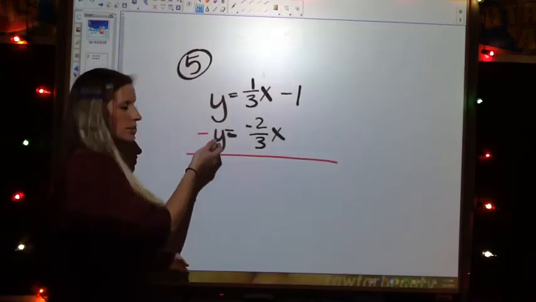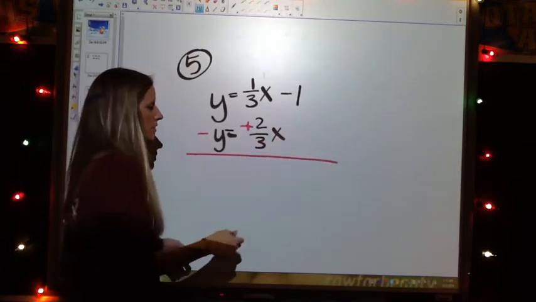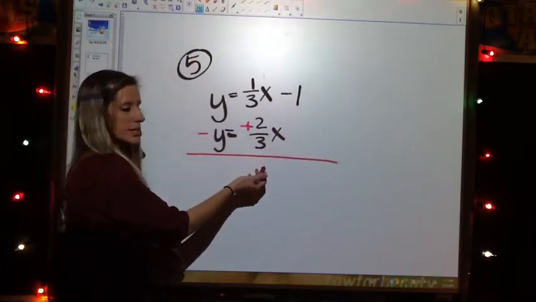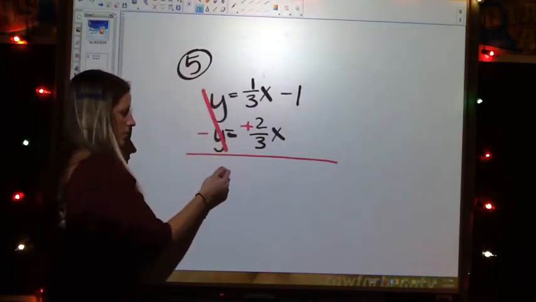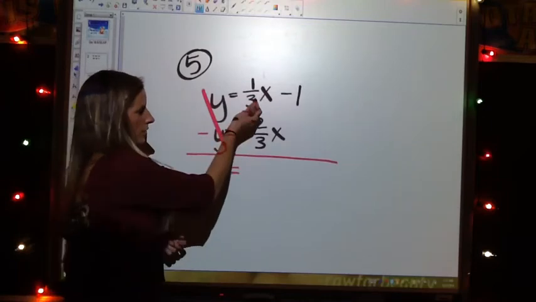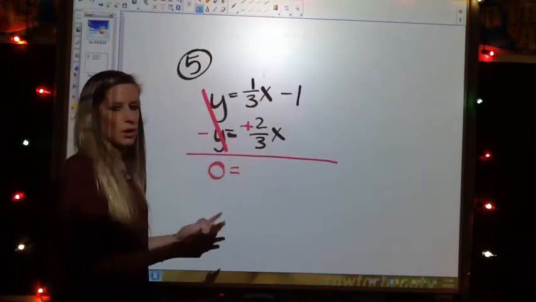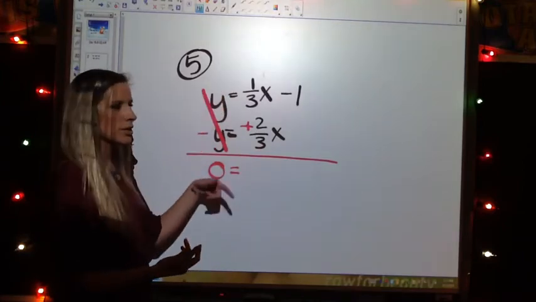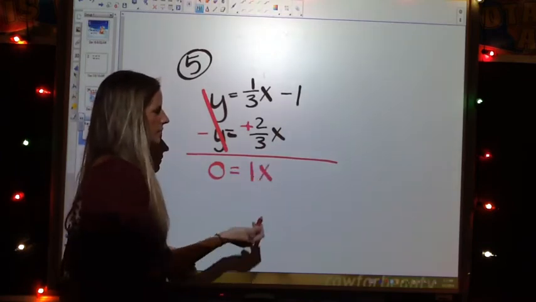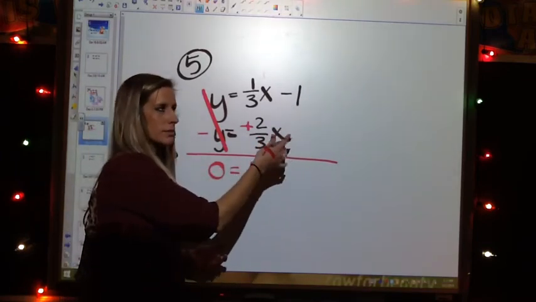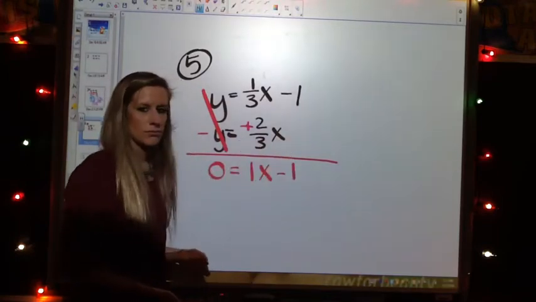So if you change the sign of one term in that equation, you have to change the sign of every single term. So that's going to be a positive 2/3 x. And now we're going to combine like terms. So y minus y, those cancel, and you have 0. 1/3 x plus 2/3 x. 1/3 plus 2/3 gives you a whole, and it's like saying 3 over 3. 3 divided by 3 is 1. So we have 1x. And then that negative 1 won't combine with anything. So we're just going to bring it down. Minus 1.